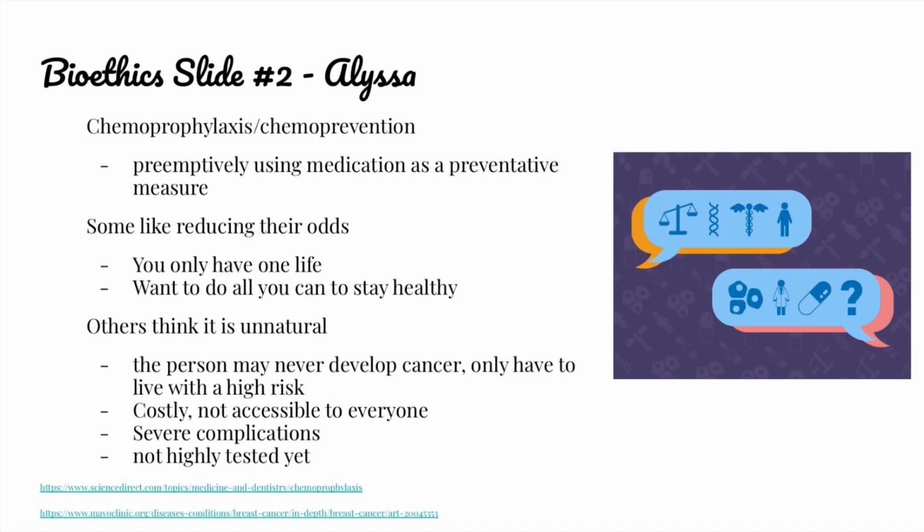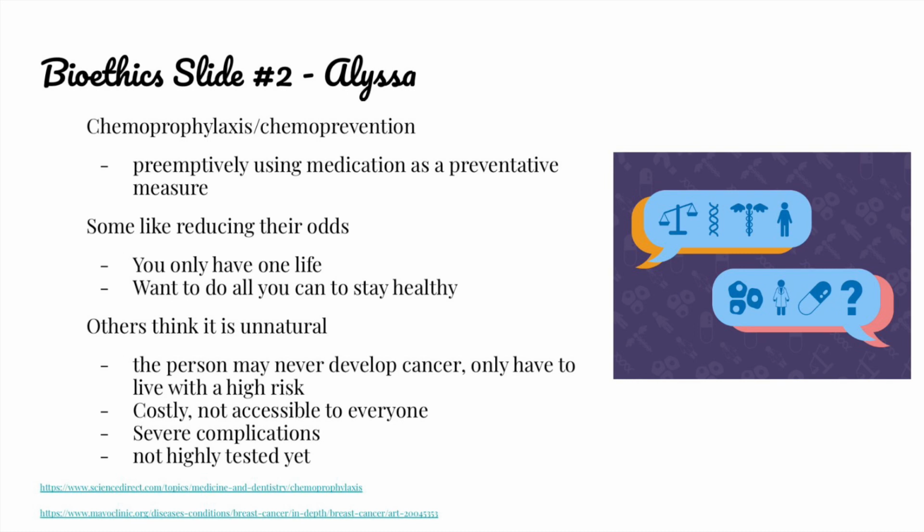Our second bioethical question is whether or not people should use chemoprophylaxis, also known as chemoprevention. This is the preemptive use of medication as a preventative measure. So one position is people who want to reduce their odds because you only have one life and you want to do all you can to stay healthy.